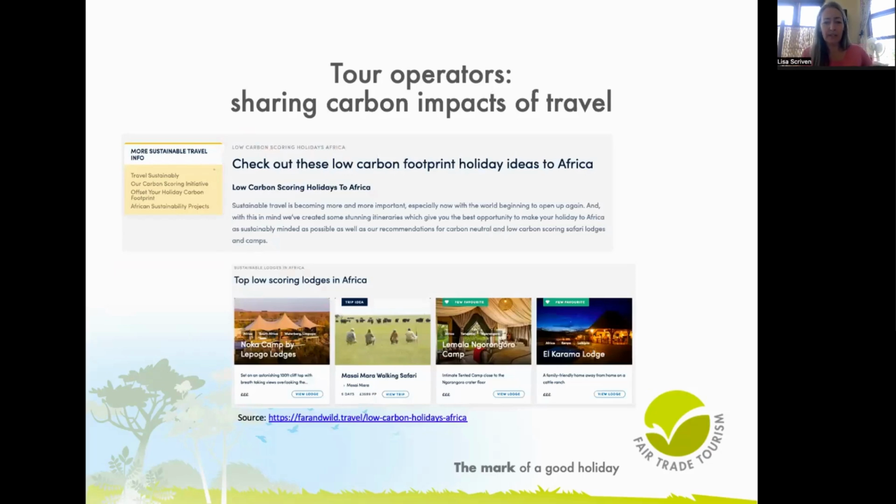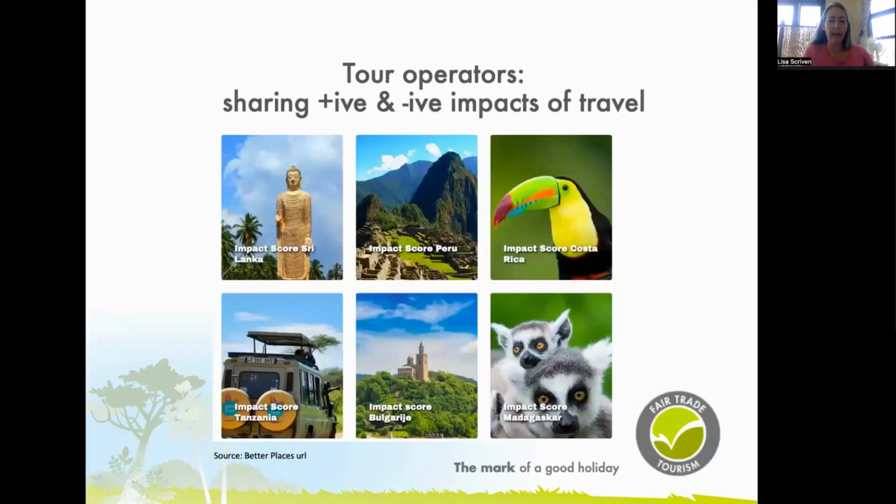Carbon impacts, of course, transparency about what's the footprint. So Far and Wild Travel, they calculate the impact according to a score for the lodges that they work with. This is a broader impact communication done by Better Places out of the Netherlands. So it's not just about carbon impact, but it's about social and economic impact as well. And they do the score per destination. So travelers who are more discerning about where they are going to travel generally, this is quite useful for them.